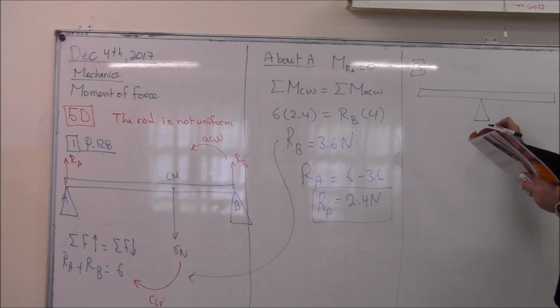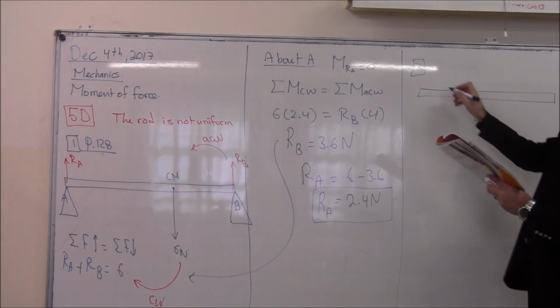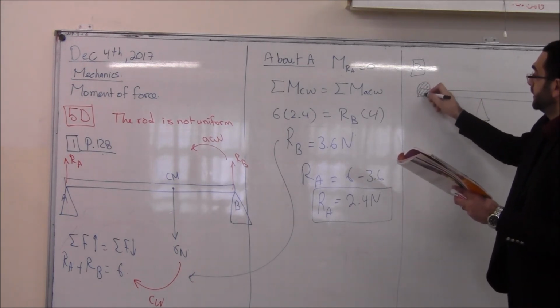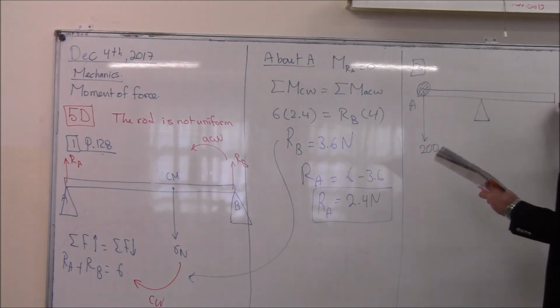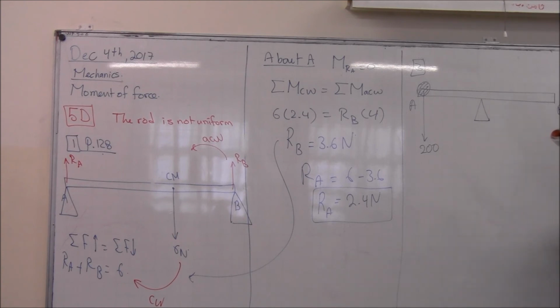The horizontal position of the child of 200 newtons is sitting at A. Another one, with 300 newtons, is at B.